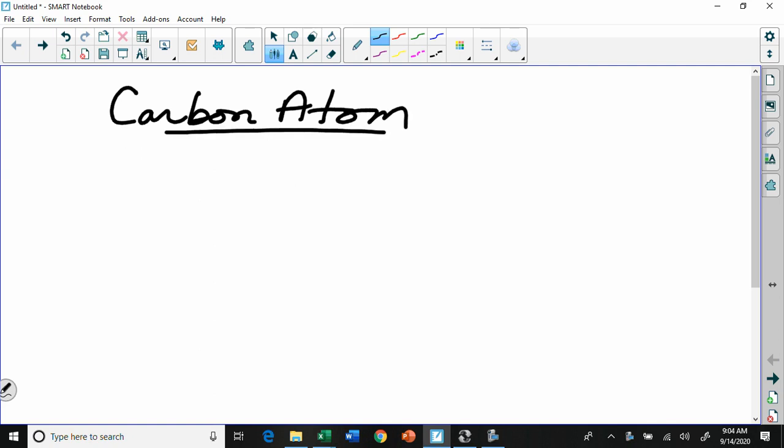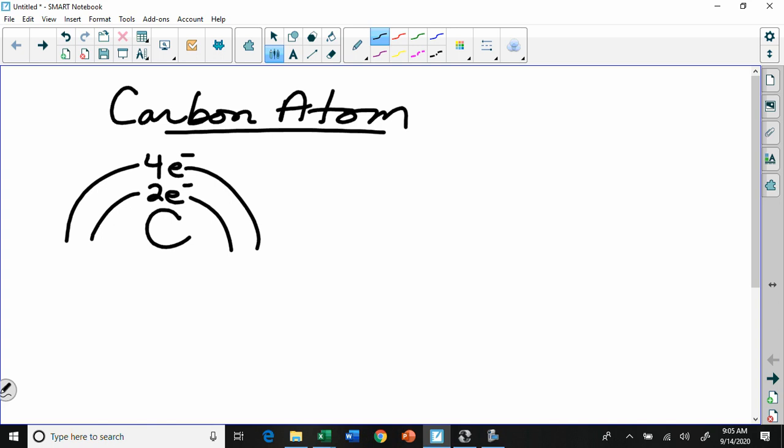And why carbon is so special to begin our lesson. Essentially, carbon has an electron configuration of 2 in its first orbit, and then 4 in its outer orbit. And this is the part that really matters, the outer orbit.